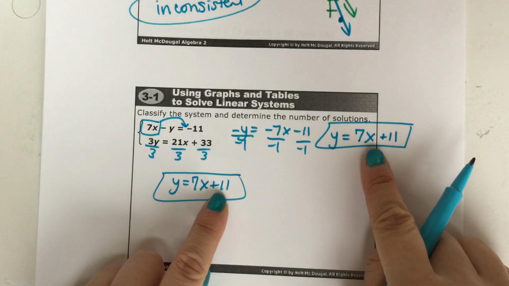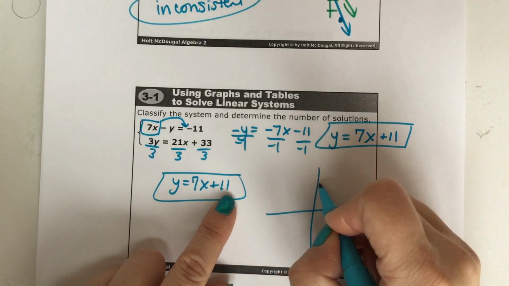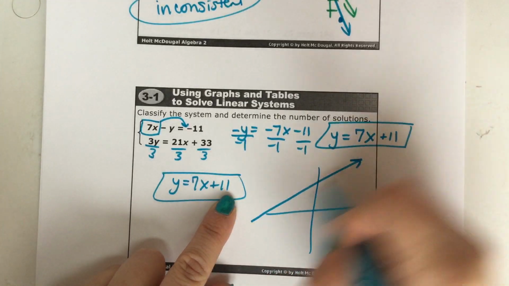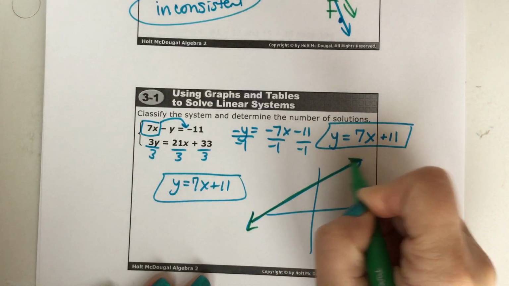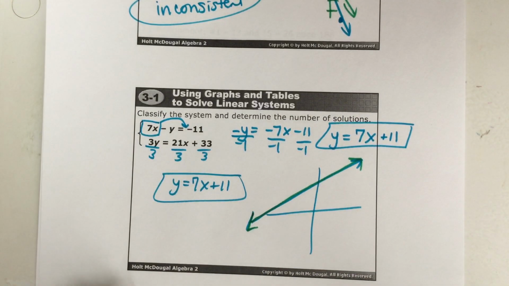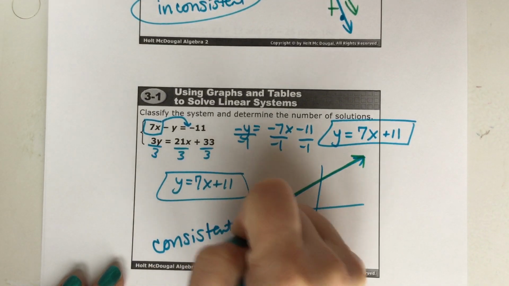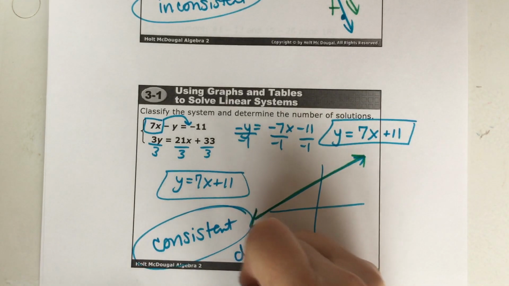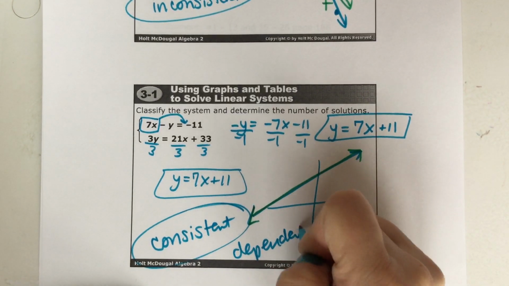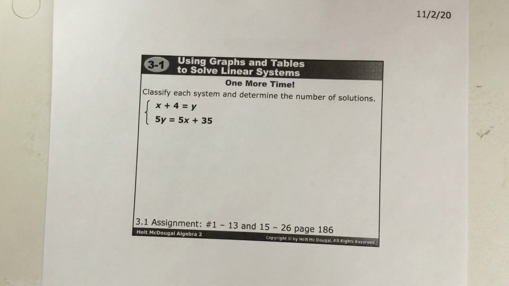Same line. If it's the same line, that means when I go to graph it, wherever it is, it'd be up 11 and it'd be going positive, so it'd be something like this. When I go to graph the next one, it's the same thing. If it's the same thing, you have an infinite amount of solutions, so it's consistent because I have solutions. You look at the slope, the number in front of x. They're the same, so it's dependent. Ta-da! That is 3.1.